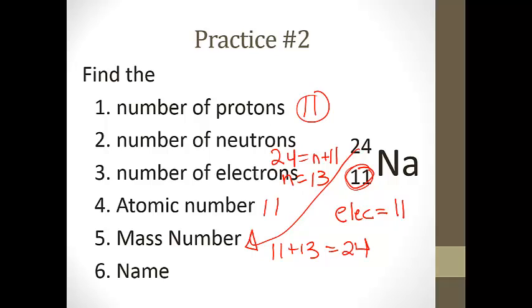And then the name. We need to look up atomic number 11. So find number 11, or you could search through the periodic table for Na, and you would find that it is sodium.